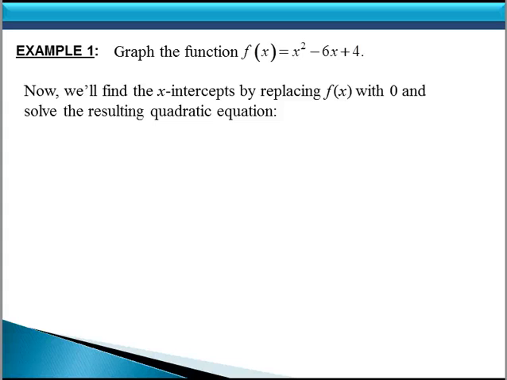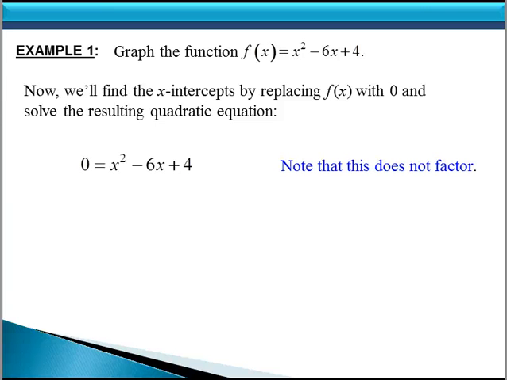And next we're going to find the x-intercepts. So remember, we do this by replacing the f of x with 0, and then we solve that resulting equation. Now when we go to solve this equation, the first thing you should try is factoring. If it easily factors, that's always the easiest method. You could try factoring this, but of course it does not factor.